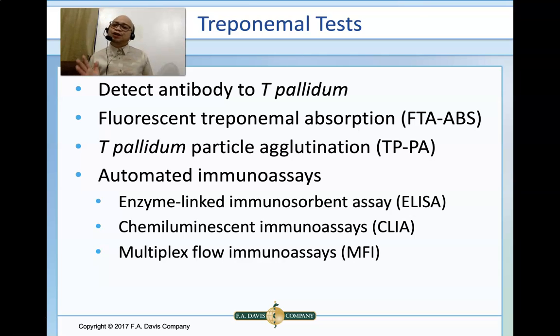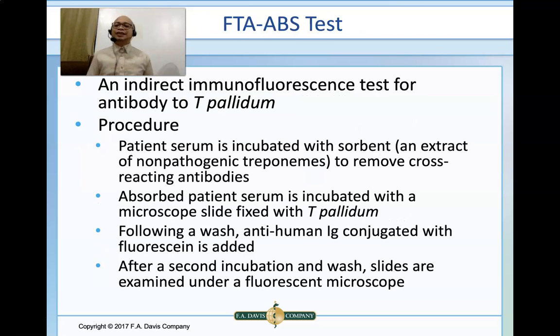And then we also have the Treponema pallidum particle agglutination. And then, of course, this has been discussed before in labeled immunoassays. So we can actually do the ELISA, the chemiluminescent immunoassay, and the multiplex flow immunoassay. Let's talk about the one that is considered the most ideal treponemal test for syphilis. This is the FTA-ABS.